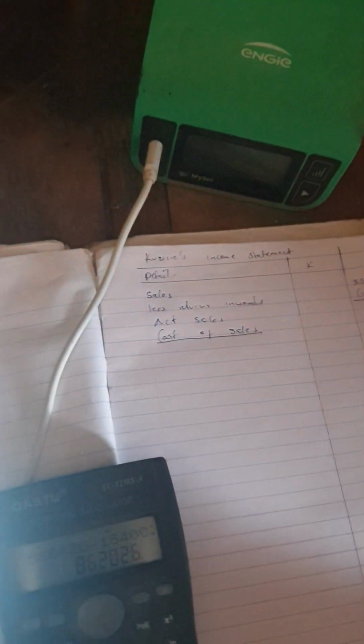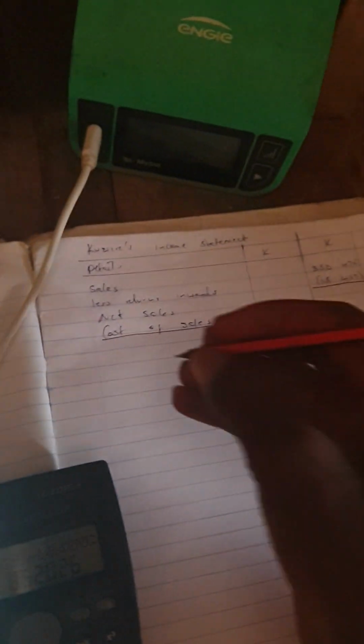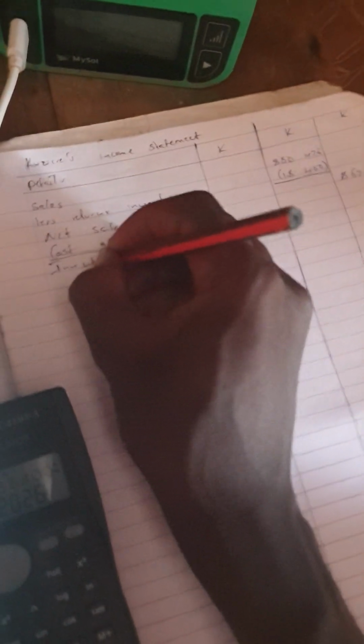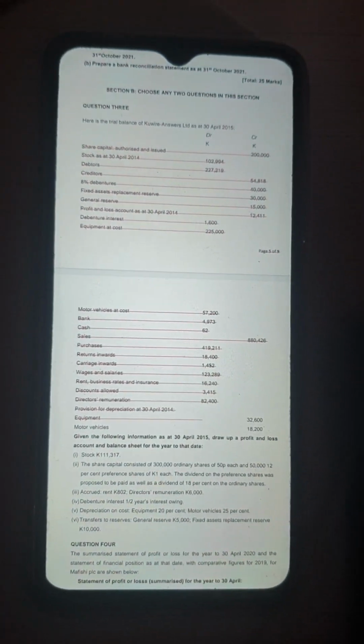Moving forward to the cost of sales, which is not a direct figure, we're supposed to calculate it. The first thing under cost of sales is our opening inventory, or opening stock. In our case, our opening inventory at 30 April is 102,994, and it has to go in the middle column.